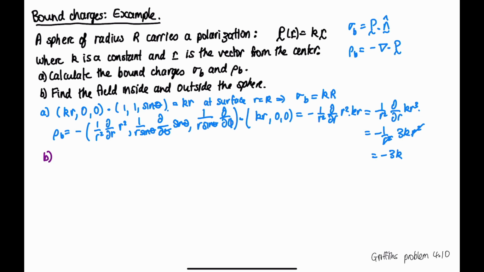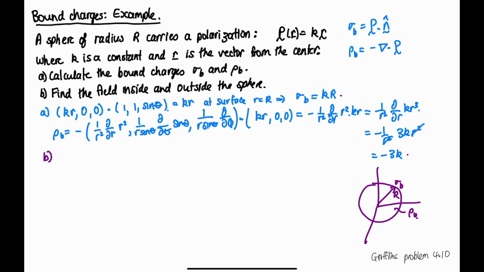So part B says find the field inside and outside the sphere. Okay, so now we've got the surface charge density on the sphere and the volume charge density inside the sphere. So now this means that we can just go back and use the techniques that we're really familiar with in order to calculate this. So we can actually use Gauss's law for this. So if we draw our sphere here with radius R, and we know that at its surface it's got that charge density sigma b, and inside it's got the charge density rho b.